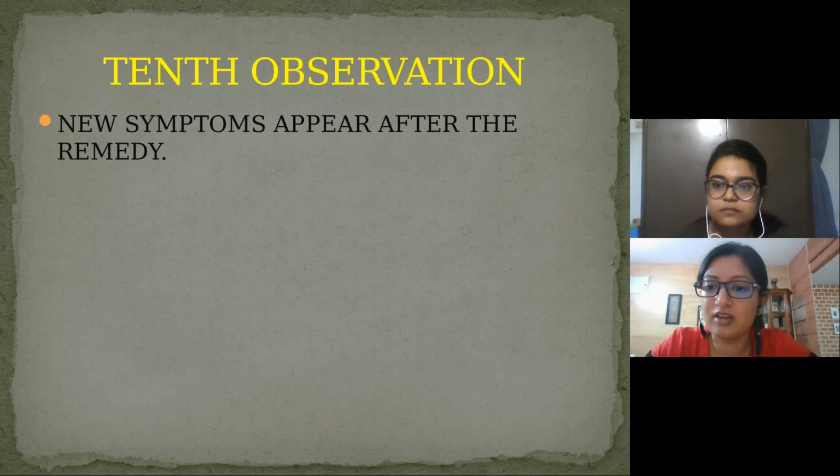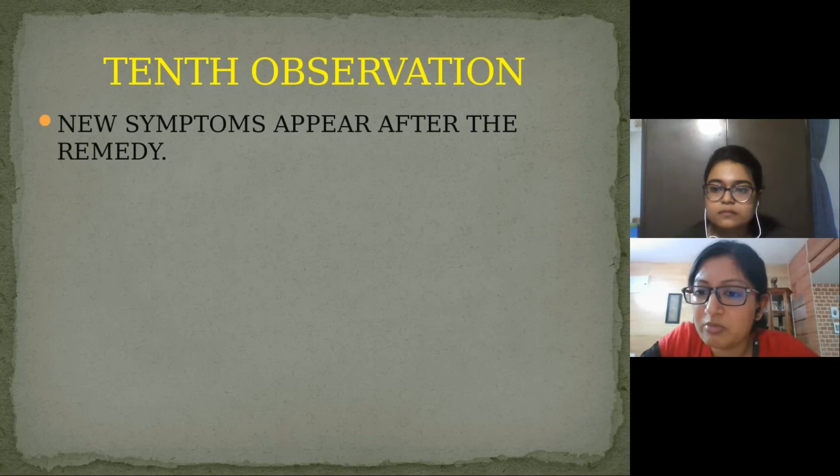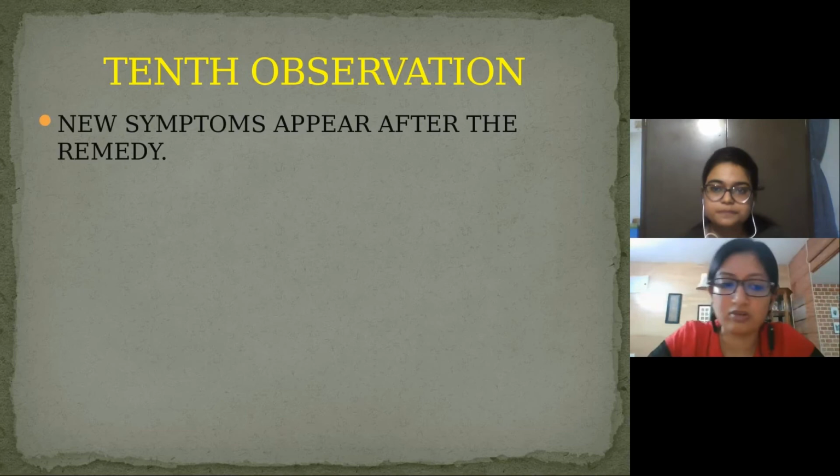Akshay has a question. Ma'am, how can we interpret that symptoms take the wrong direction in the 12th observation? So it does not follow Hering's law of cure. As simple as that. In Hering's law of cure, those two, three points are there. It will not follow any of those.